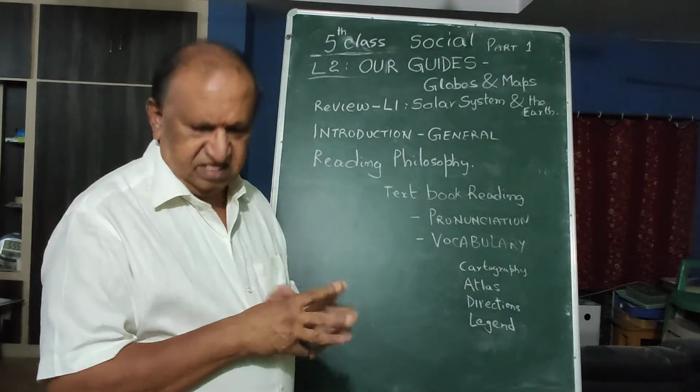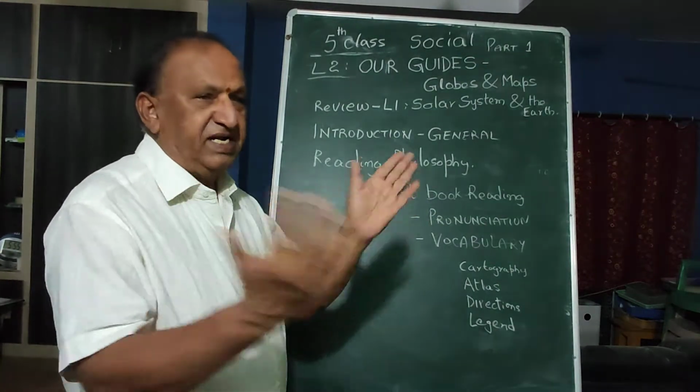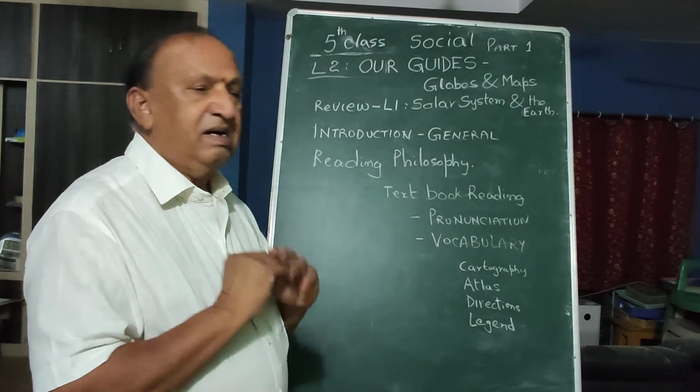Then we have atlas. You know what atlas is. A number of maps put in a book. That book is called an atlas.